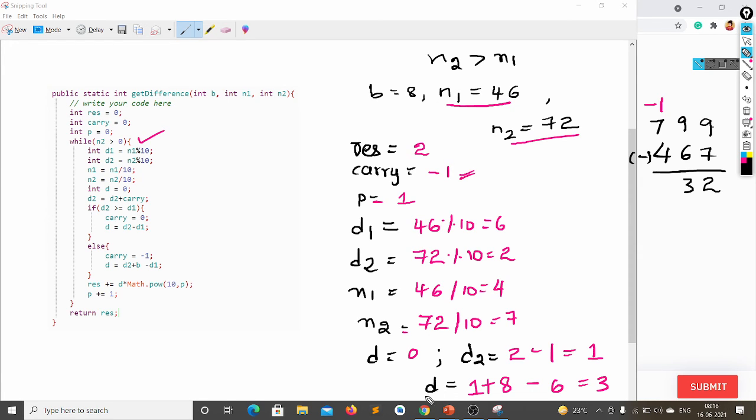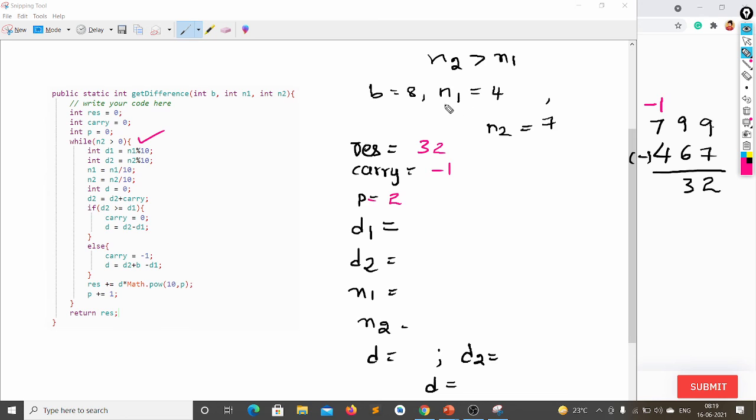Okay, so my D is 3 now. What will be my result? My previous result is 2. So 2 plus 3 into 10 power 1, that is 30 plus 2, 32. My result will be 32 and my P will increment by 1, meaning 1 plus 1, that is 2. Okay, let's go through the other iteration.